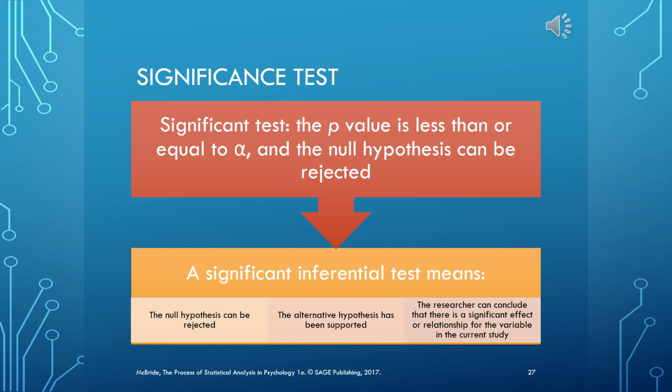So a statistical inferential test, such as a t-score, z-score, that kind of stuff, is significant. We can say it's significant if the p-value is less than or equal to 0.05.